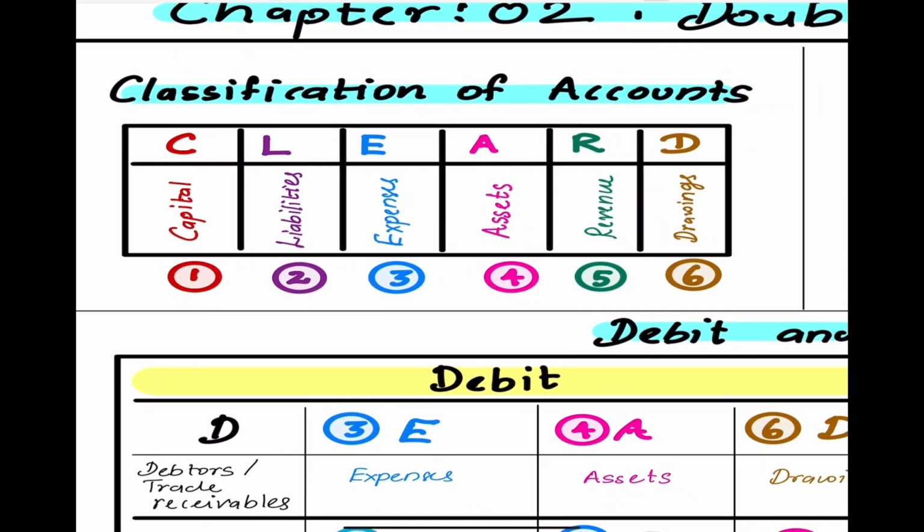Let's look into the classification of accounts. Remember the terminology CLEARD: C capital, L liability, E expenses, A assets, R revenue, and D drawings. They are numbered from 1 to 6 and we use the same numbers if it is repeated in today's session.